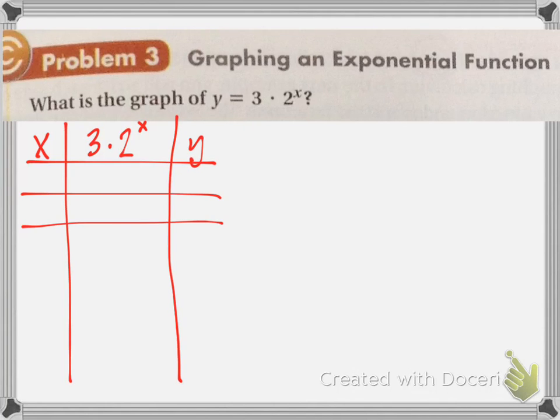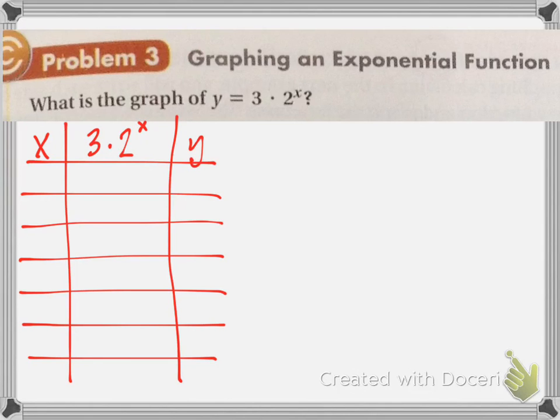Now, some teachers tell you pick -2, -1, 0, 1, and 2. And you can do that with everything if you want. Sometimes, though, it'll benefit you if you pick numbers that are going to work in your favor. So, let's see. I have to make these numbers exponents. So, little numbers are fine. That's probably what I need to do. It's -2, -1, 0, 1, and 2.